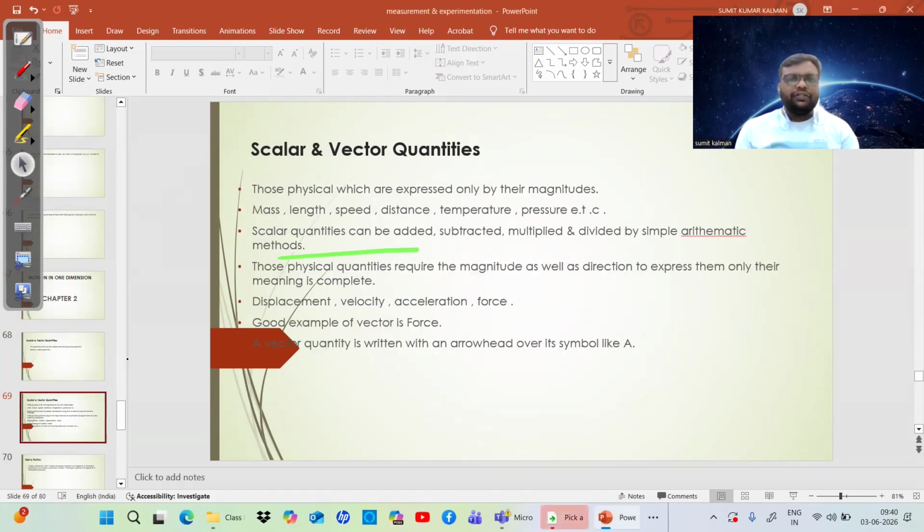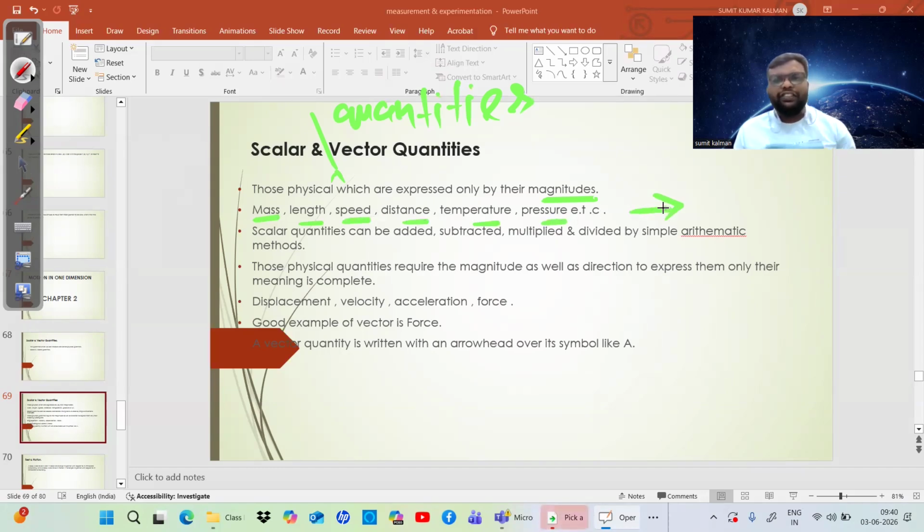Now, first we will see scalar quantities. What are scalar quantities? The physical quantities which are expressed only by their magnitude are called scalar quantities. Examples are mass, length, speed, distance, temperature, pressure. These physical quantities are expressed by their magnitudes, so they are scalar quantities.